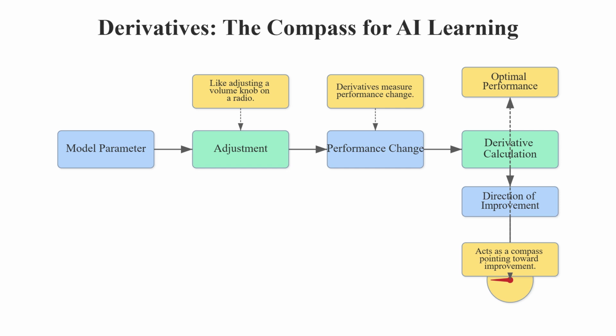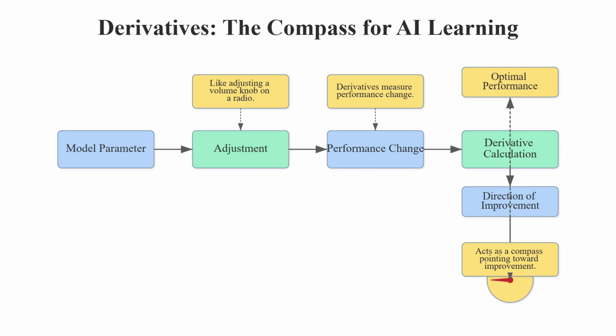Imagine you're trying to fine-tune an AI model. How do you know if adjusting a parameter, even slightly, will make its predictions better or worse? That's where derivatives come in. In AI, derivatives tell us exactly how much our model's performance changes when we tweak its internal parameters.